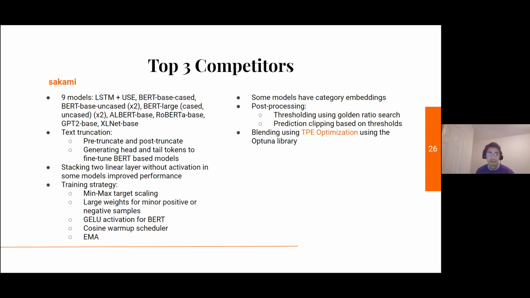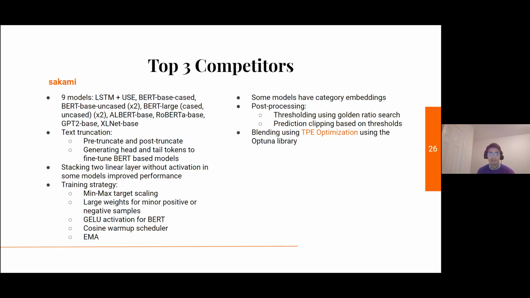So then he did some text truncation. So he did some pre-truncation and post-truncation. He didn't elaborate as to what he specifically truncated, but that was one of the things he used. So as Matt was mentioning earlier, he decided to fine tune it by generating head and tail tokens for the BERT-based models. And then he discovered in his experimentation that stacking 2 linear layers without activation improved the performance for some of those models. So in some of our implementations, you're going to see that.